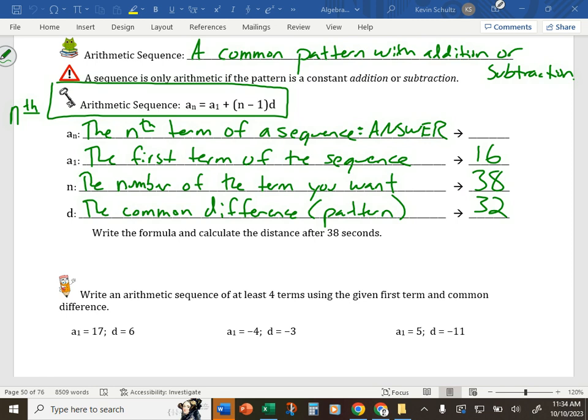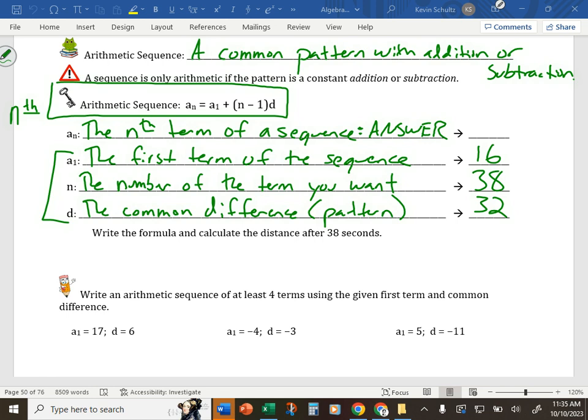So these three things right here are what you need in order to get the answer. You need to know the term you're starting with. That's the A1. You need to know the term you want to find. In our case, it was the 38th term because we wanted to know what it was after 38 seconds. And you need to know what the pattern is. And it was adding 32 across the board.